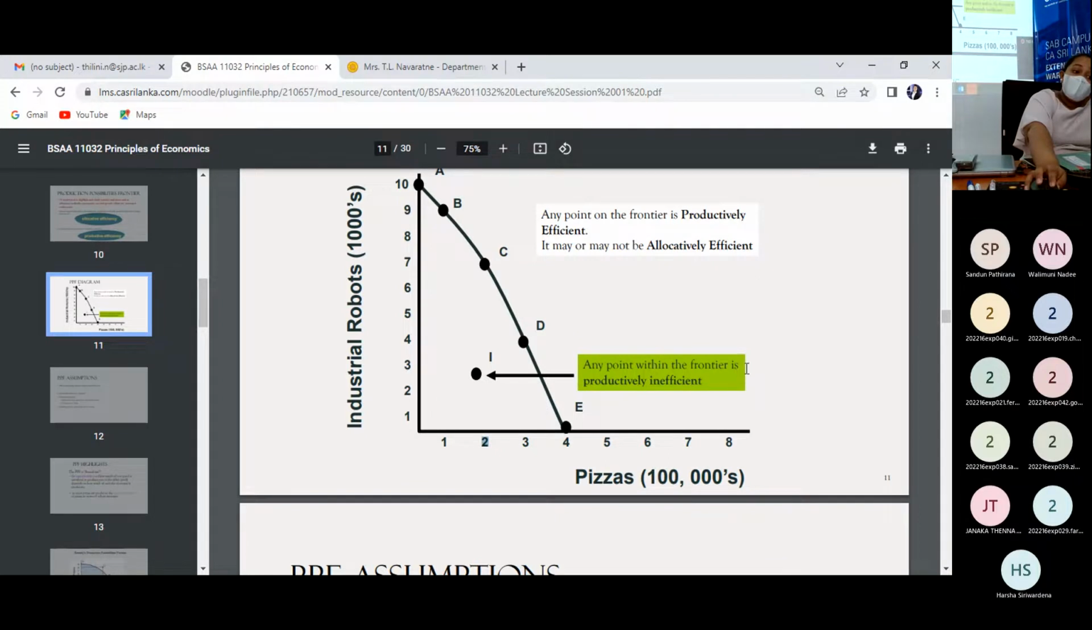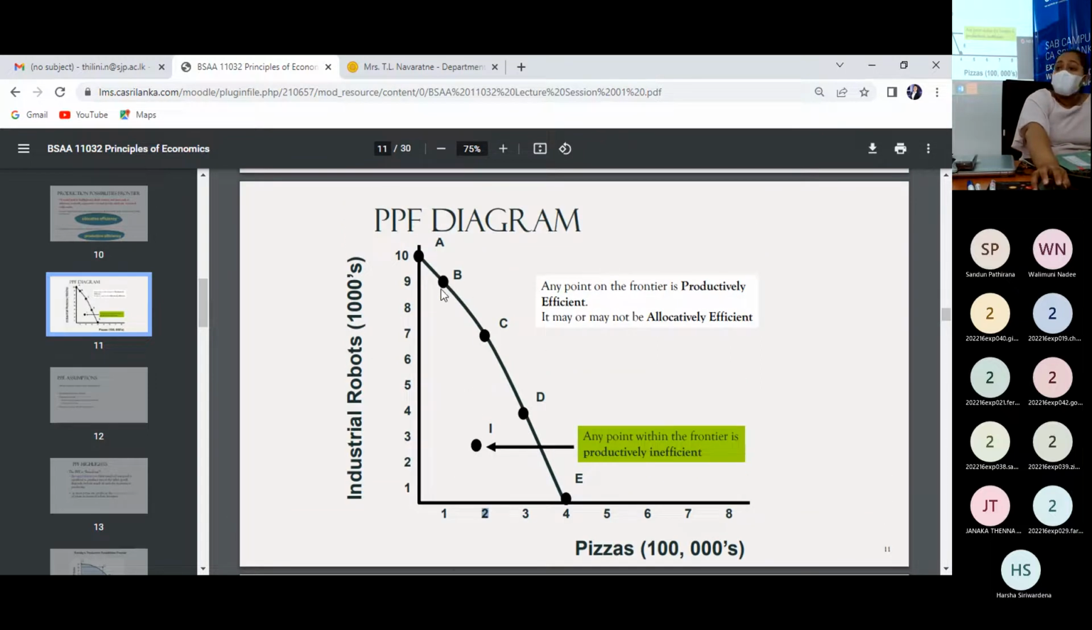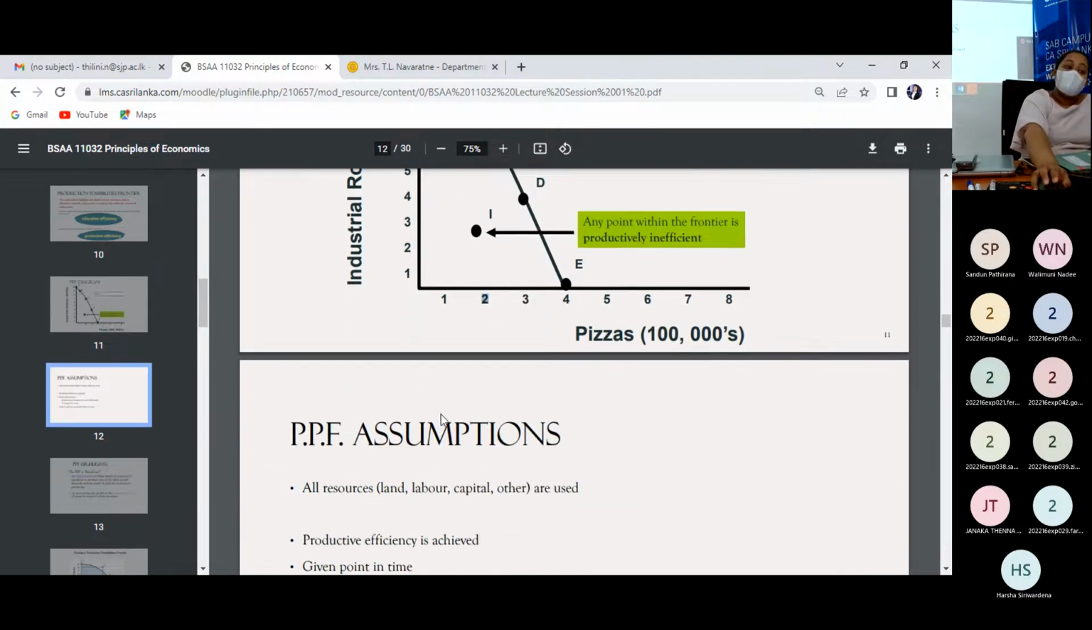Any point within the frontier, that means inside the frontier, let me see if I can color it. No, okay, this doesn't have that. So anything in this area inside the frontier, we say is productively inefficient. Given the resources for us, it is productively inefficient. Okay? We cannot really represent the cost here, right? Only the output is given here. That we have to say separately, when we talk about the least cost option.